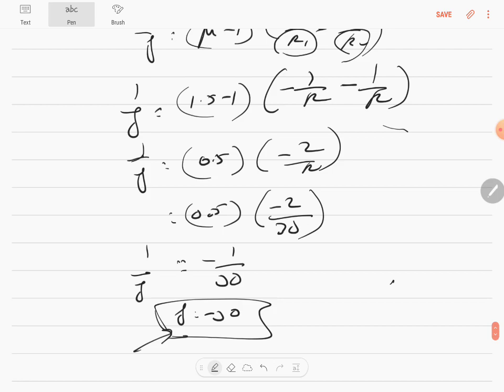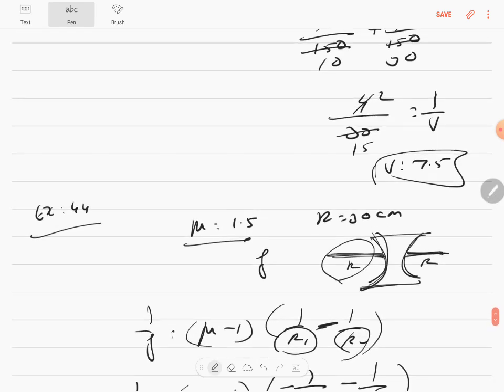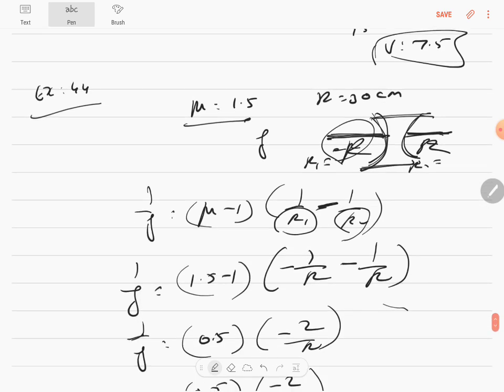Obviously biconcave lens. So you should understand that biconcave means it's like this. This radius is negative, this radius is positive. R1 is equal to minus R, R2 is equal to plus R, so that you can substitute it in lens maker's formula. Are you clear?